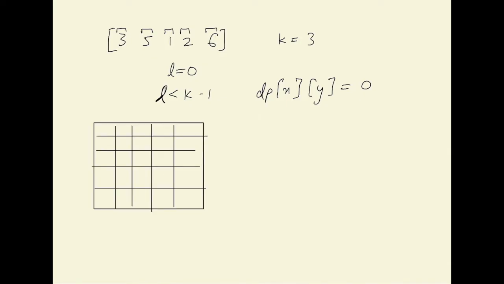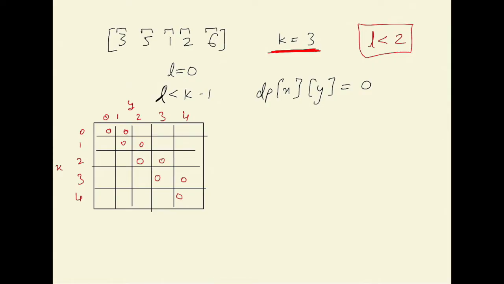So since k is equal to 3, the index is 0 to 4, 0 to 4, this represents x, this represents y, and dp[x][y] stores the answer for x and y. So L equal to 0 means the diagonal elements, and since k is equal to 3, if L is less than 2, that is for L equal to 0 and 1, we'll simply put 0 here. So basically there is no cost to merge a single stone.